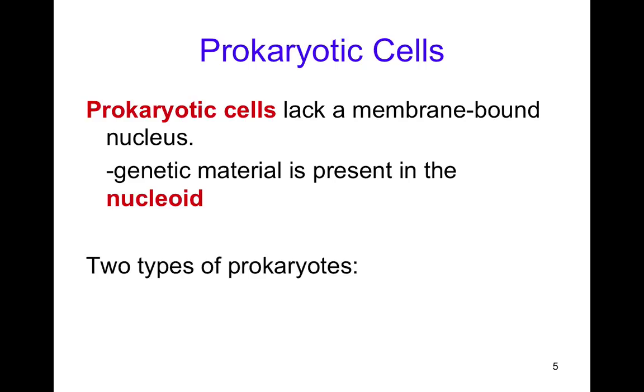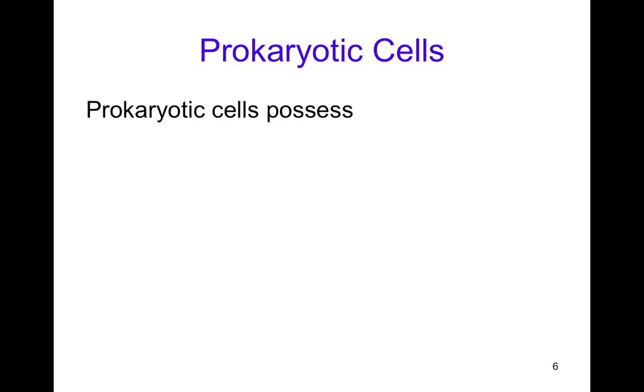There are two types of prokaryotes. There are archaea, which is a really primitive type of organism that only lives in really extreme environments like volcanic vents and the Salt Lake, really extreme environments. And then bacteria, of course.